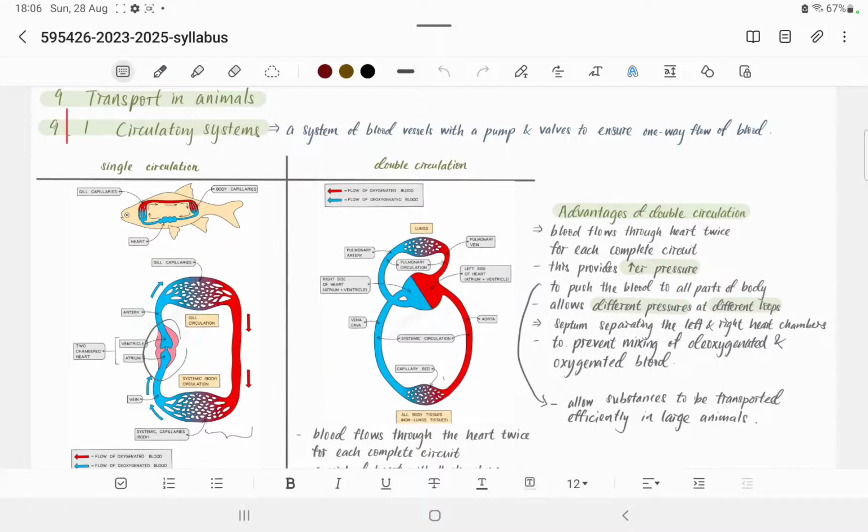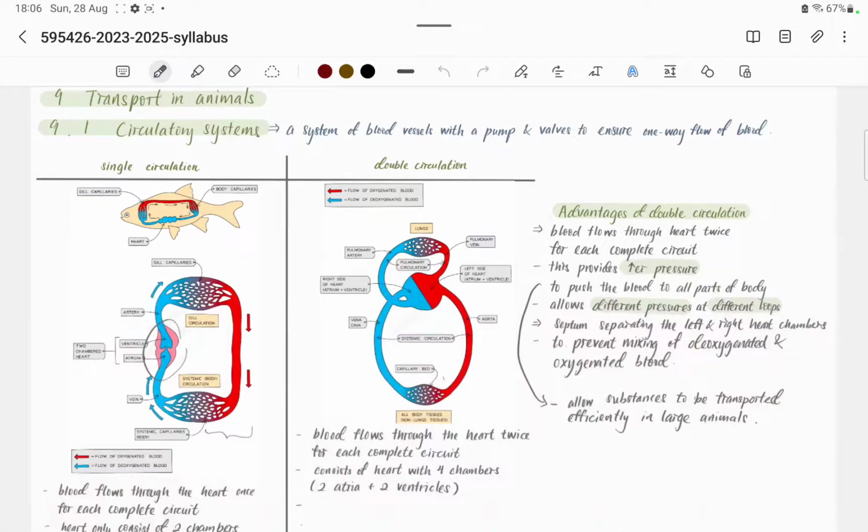So this will be our revision for chapter 9 before the exam. Okay. Transport in animals. In the first subtopic, we're gonna learn about the circulatory system.